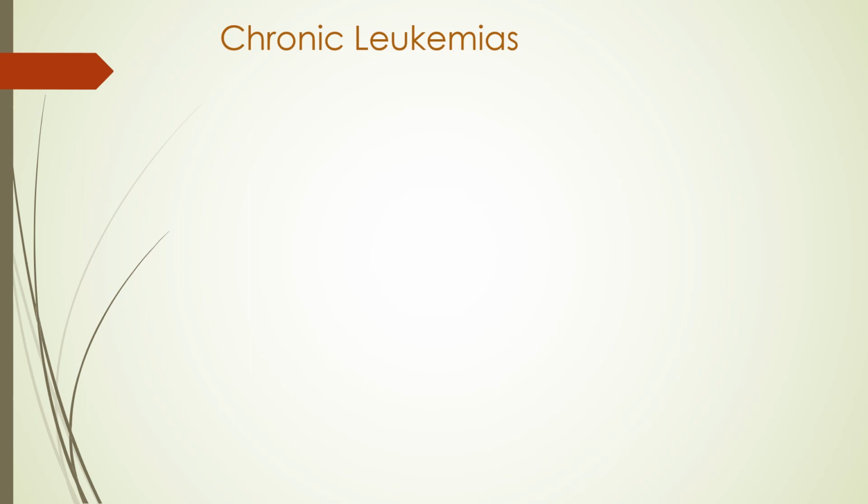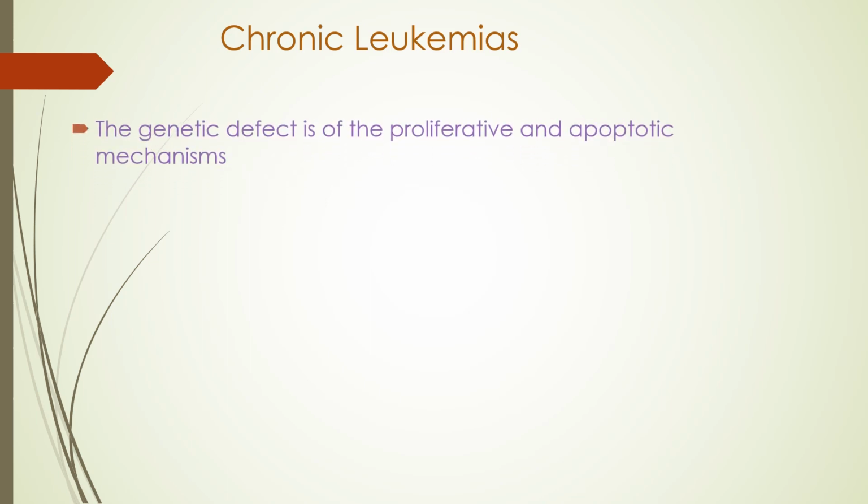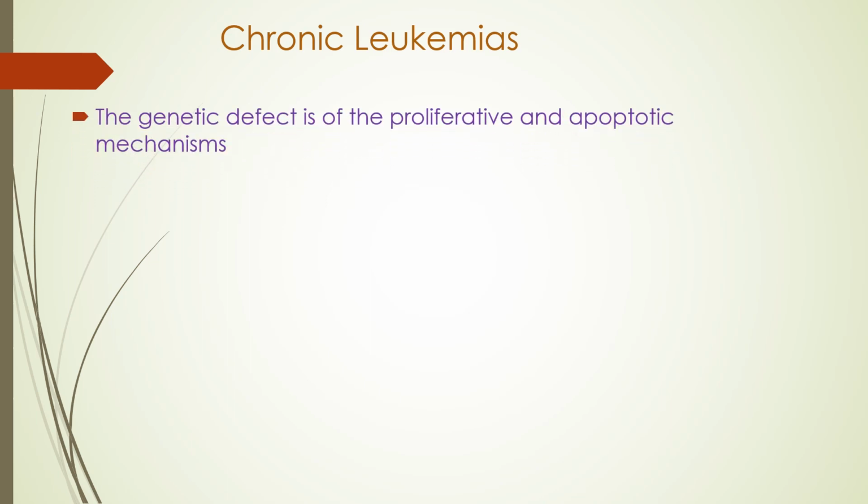A brief review about chronic leukemias. The basic defect is a genetic defect. It may be a proliferative defect and a defect in the apoptosis of the cells. Apoptosis is a mechanism of programmed cell death. Each cell has a definite lifespan, and when there is a defect, the life of the cell may become prolonged. So there is a defect in the proliferative and apoptotic mechanisms of the affected clone.